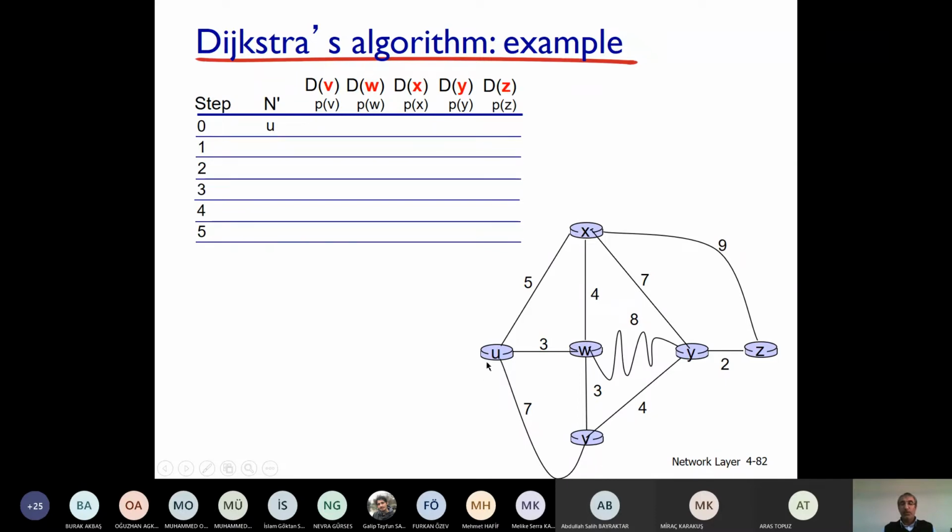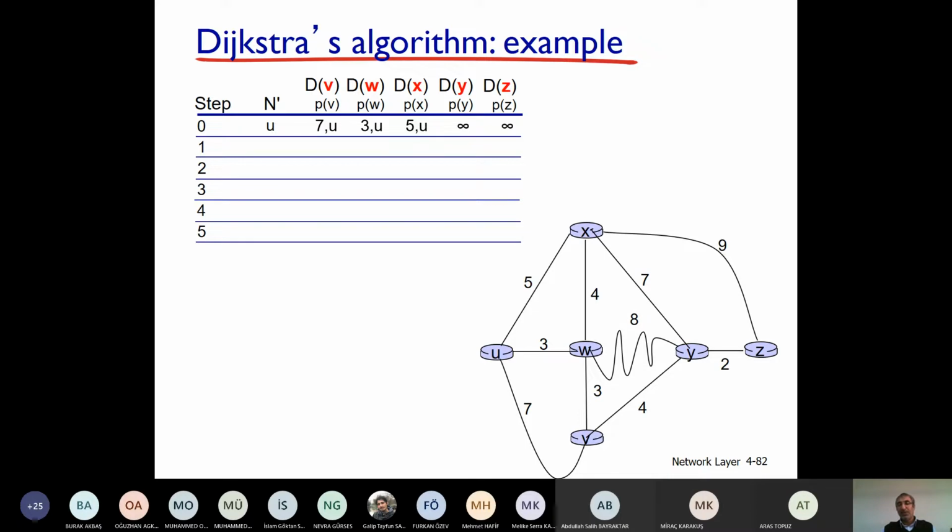So in the initial case, we start with the source, which is the starting point. So N prime is the empty set. Now the first node that we're going to add is U. And let's calculate D of V. D of V is the current value of the link cost. As you see, between U and V, the link cost is 7. So we put 7, comma, P of V, the predecessor node.